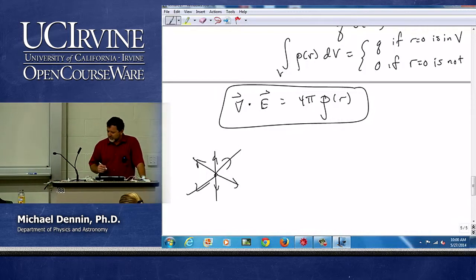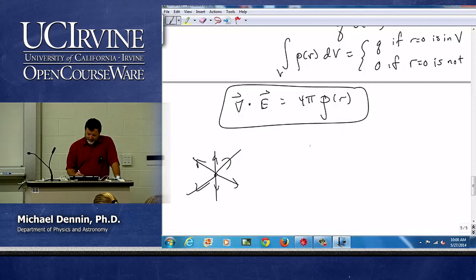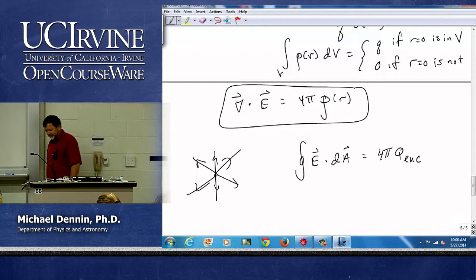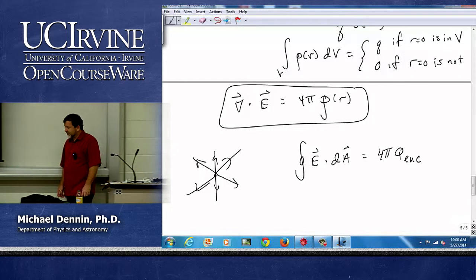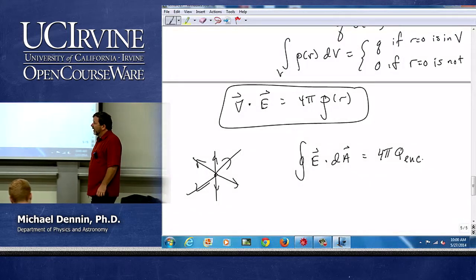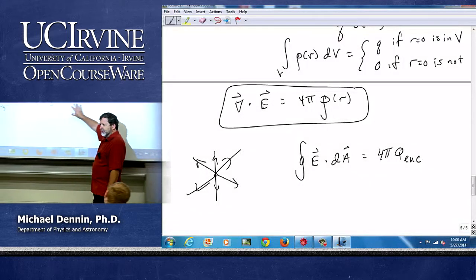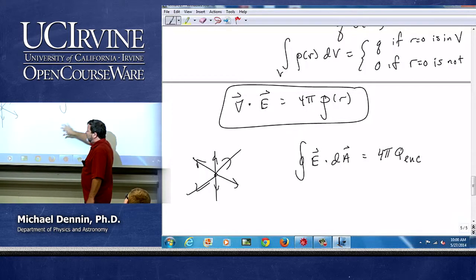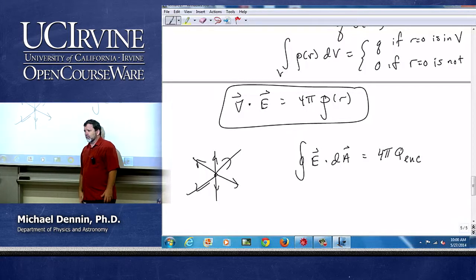I will remind you that the integral form is the integral of E dot dA, in appropriate units, is 4 pi Q enclosed. How do I use this form of Gauss's law to derive the electric field of a point charge? What do I do?